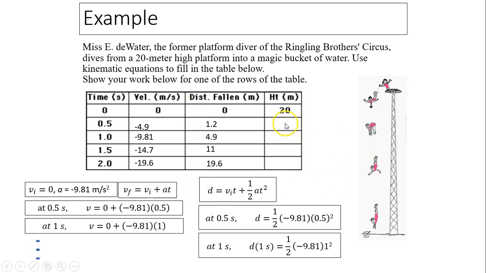Last column is the height. How do you find the height? Let's see. The diver starts from 20 meters. So in 0.5 second, the diver had fallen 1.2 meters. So what is the height of the diver at 0.5 second? You subtract these two numbers. 18.8 meters. What is the height of the diver at 1 second? You subtract 20 and 4.9. So you should have 15.1 meters. And similarly, you'll get the rest.